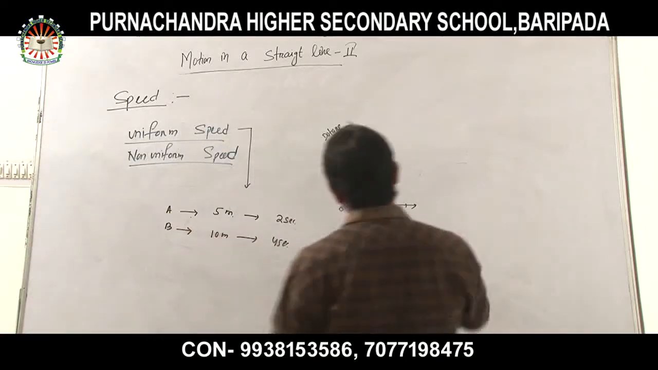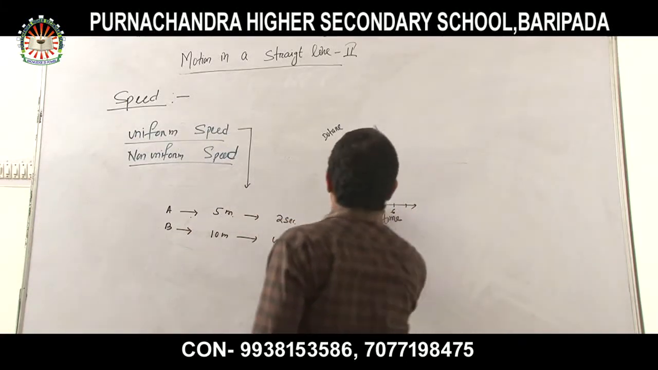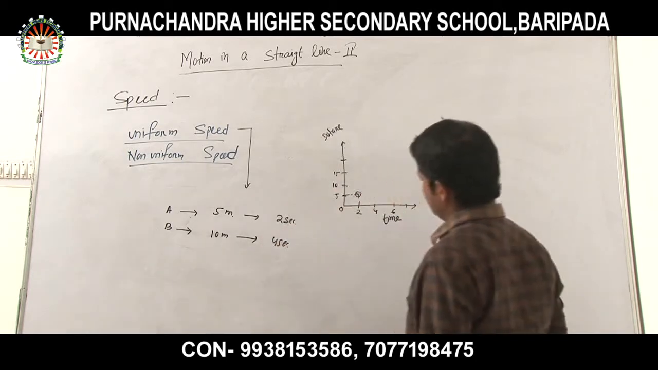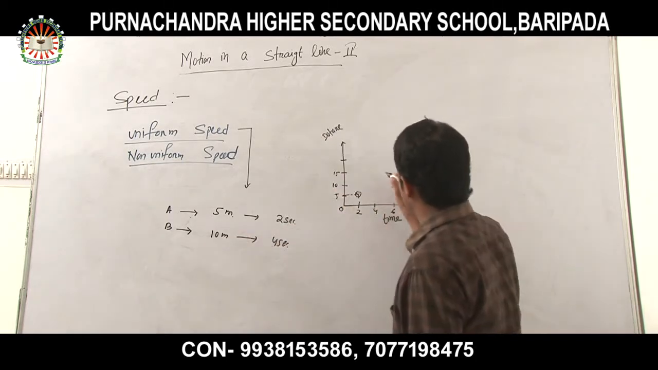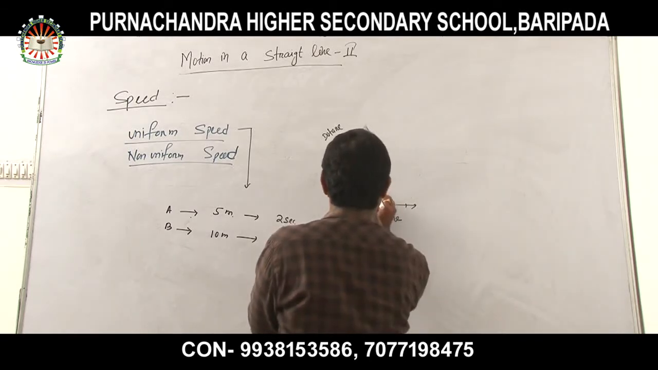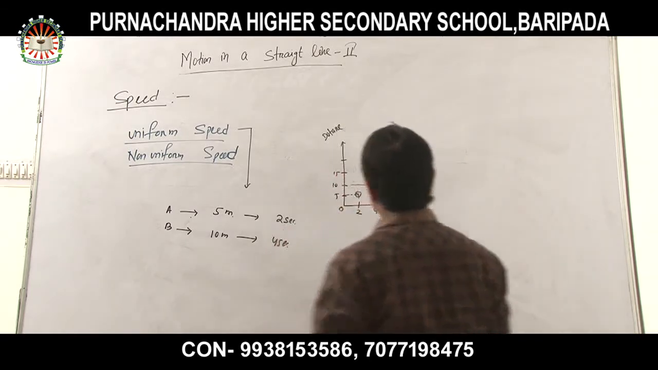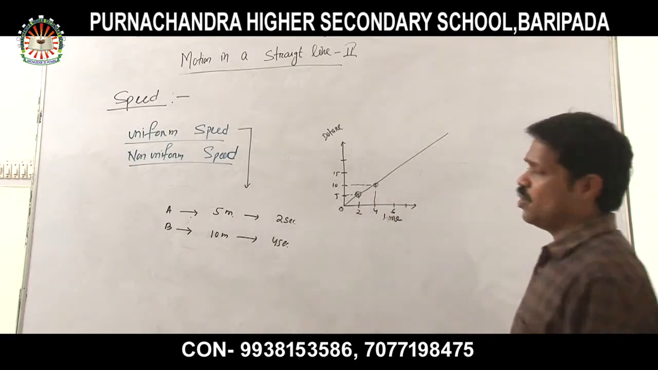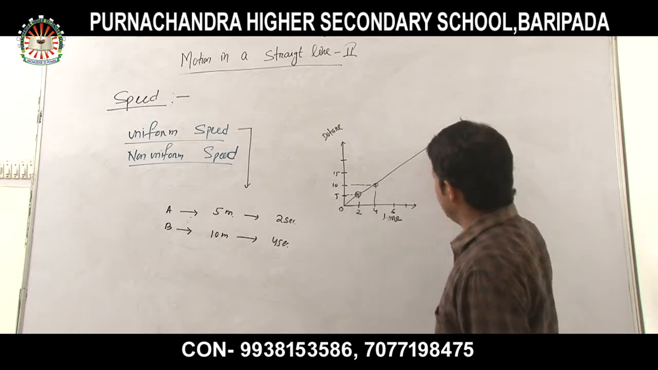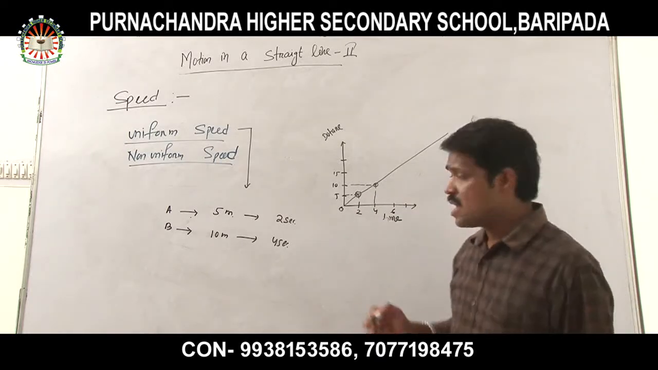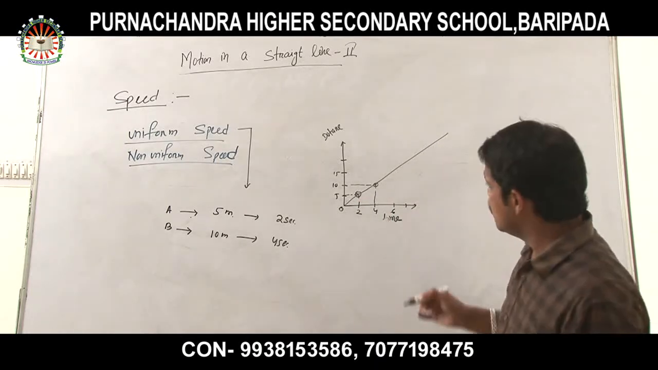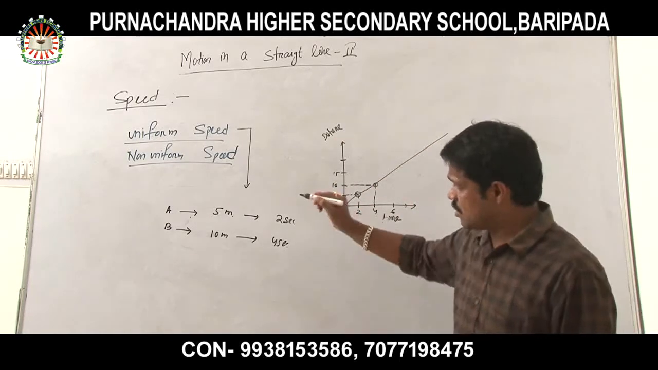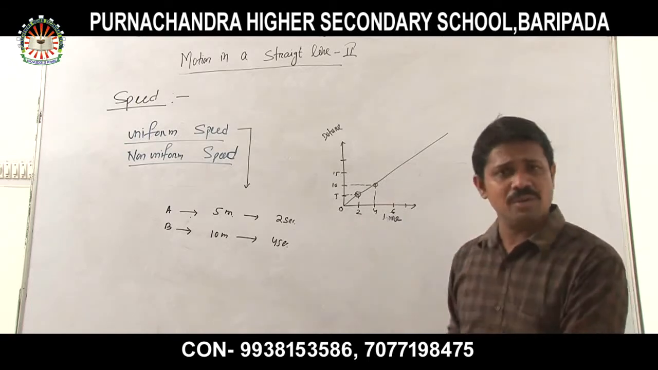Okay. So now in 2 seconds it will cover how much? 5 meters. In 4 seconds, it will cover 10 meters. Understood? So if I join these points, which type of curve will I get? I will get a straight line. That means it will cover equal distance in equal interval of time. The two objects cover equal distance in equal intervals of time.